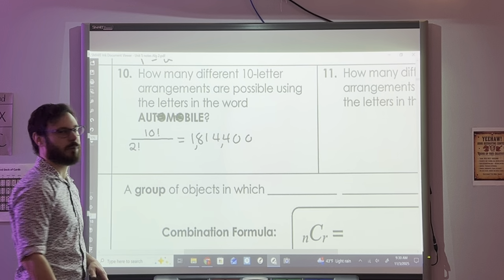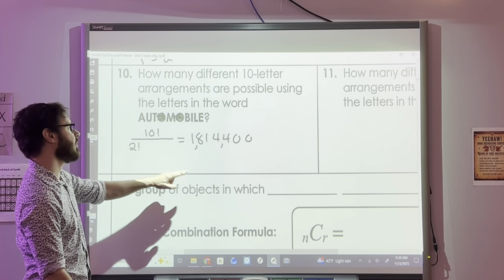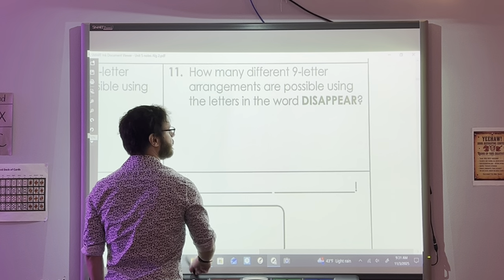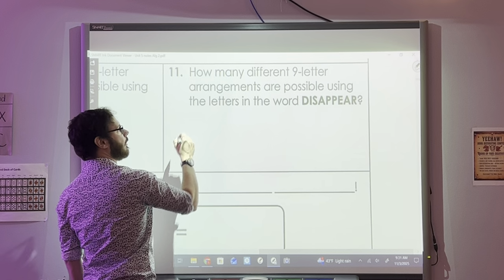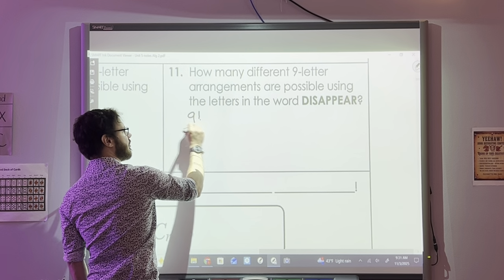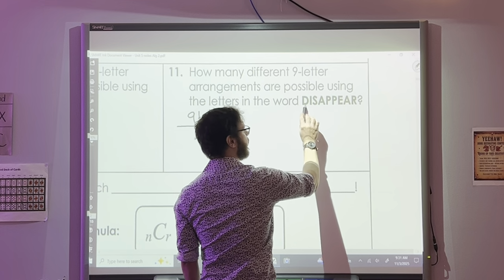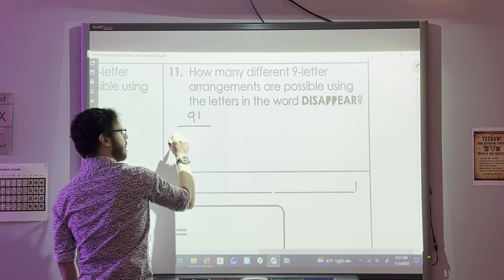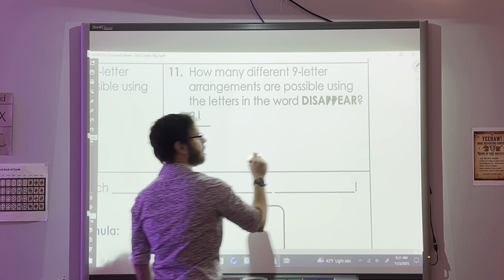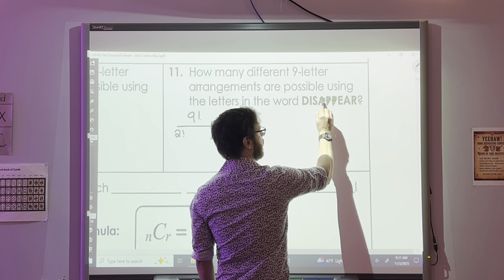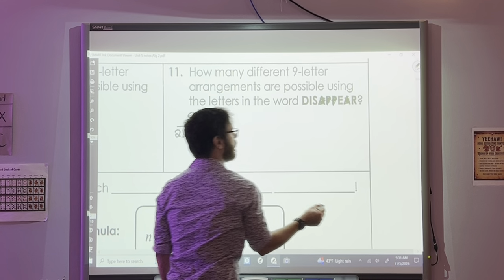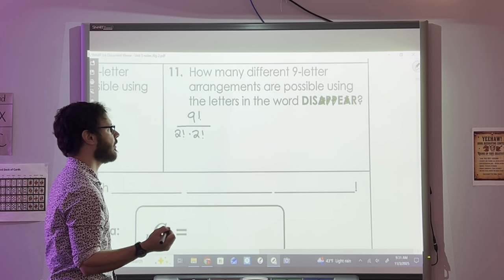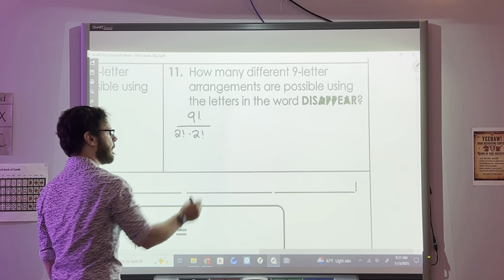So you need to eliminate the repeating ones, and that's what the denominator represents. How many different 9-letter arrangements for this one? Well, I know that there's 9 letters because it told me that. Where are the repeats? I see 2 P's. I see 2 A's. Any other repeats? D-A-S-E-R. No.